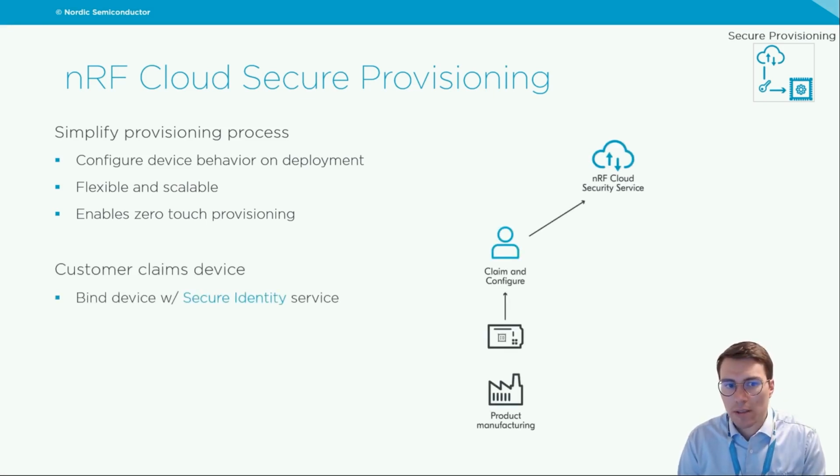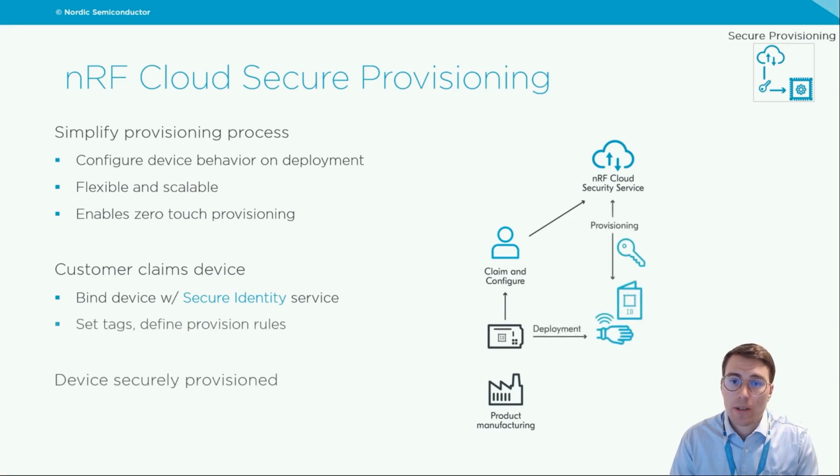And how you do this is basically you claim the device with the secure identity service. So you check that this is a Nordic device, and you claim it, and you configure it. And then you set some tags for the different devices and define the provisioning rules. As I said earlier, you can set it so that it should connect to your remote cloud and give the credentials and some other timers.